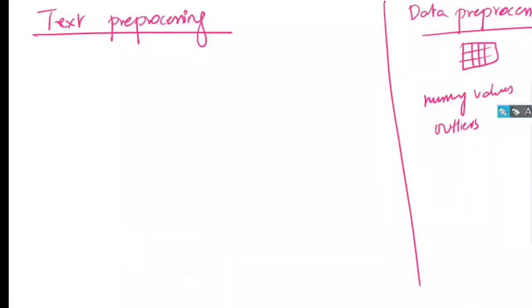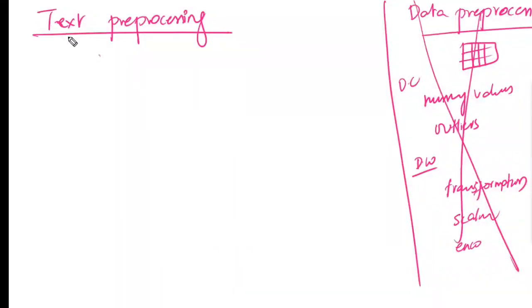Next is data cleaning, and then data wrangling, where we do the transformations, converting skewed data to normal data. Here we are not going to do that. Here we would do scaling, and here encoding. We are not going to do those either. Whatever data pre-processing we did earlier, we are not going to do in text pre-processing. Text pre-processing is completely different, from starting to ending. That is for tabular or structured data.